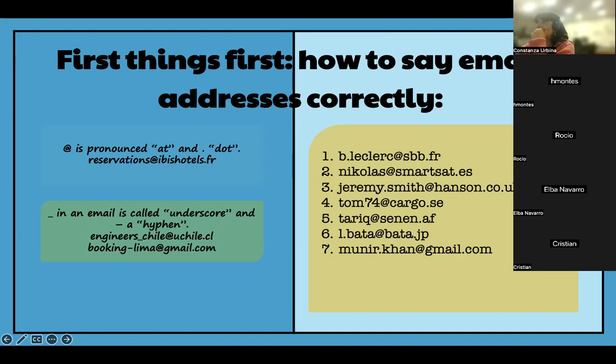Rocio, please, your turn. Rocio, number 4, is it? Yes. Tom74 at cargo.se. Very good. So if the person doesn't understand how to write Tom, how to write cargo, for example, you can always ask, how do you spell cargo? C-A-R-G-O. Very good. .se.